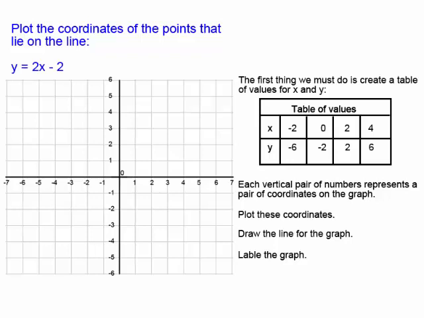So let us review what we have just done. We had been given an equation y equals 2x minus 2. Taking a value for x, we put this value into the equation to find a value for y. Eventually we built up the table of values for our graph. Each vertical pair of numbers in the table of values represents a pair of coordinates in the graph. We plotted these coordinates. We then joined all the coordinates up with a straight line. Finally, we labeled the graph with the equation.